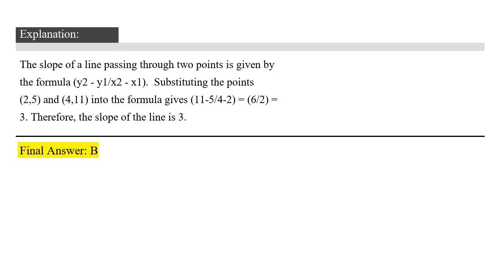The slope of a line passing through 2 points is given by the formula (y2 - y1) / (x2 - x1). Substituting the points (2, 5) and (4, 11) into the formula gives (11 - 5)/(4 - 2) equals 6/2 equals 3. Therefore, the slope of the line is 3.